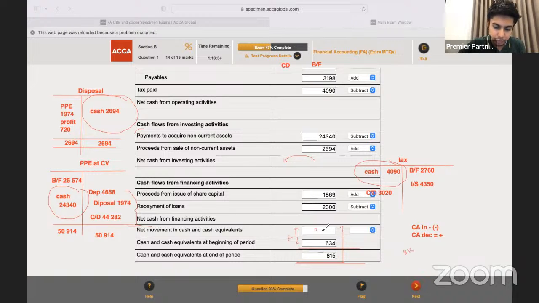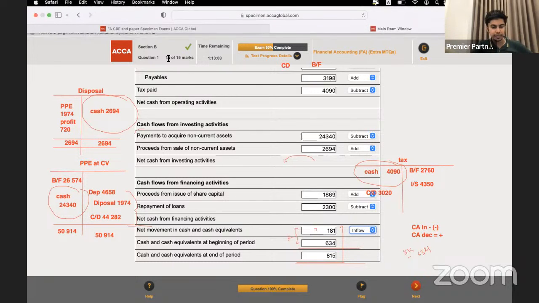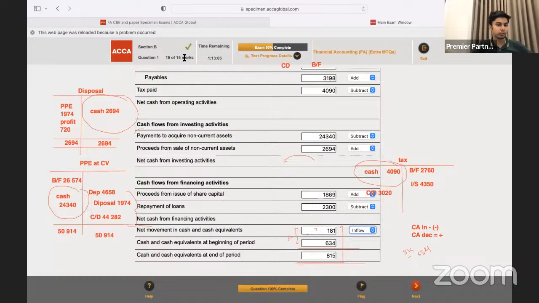Now guys, see, we normally add these two, no? So when you're going backwards, you have to subtract this answer. So 815 minus 634. When you subtract 634, then guys, the answer is 181. Copy that answer over here. So it's 181 positive. Positive means, guys, we have to add, or maybe it's an inflow. Done. So all the possible boxes I have filled. And here, guys, can you see question number 1, 15 out of 15. The complete mark we have gained. So this is how, guys, normally we do a cash flow statement in FA.